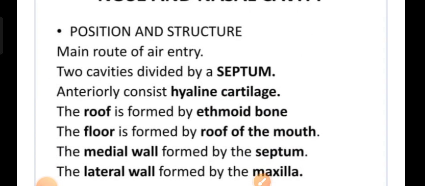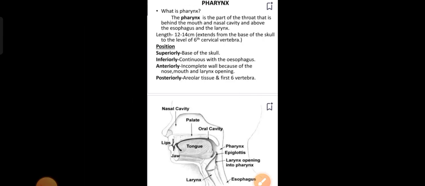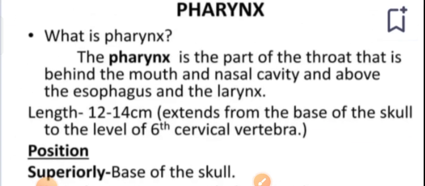Okay, so this is like a blueprint of the nasal cavity or nose. Here, mainly there are two cavities of the nasal cavity divided by the septum. Anteriorly, it consists of hyaline cartilage. The roof is formed by the ethmoid bone. The floor is formed by the roof of the mouth. The medial wall is formed by the septum. The lateral wall is formed by the maxilla. Shortcut notes, if you want, you can follow this one.